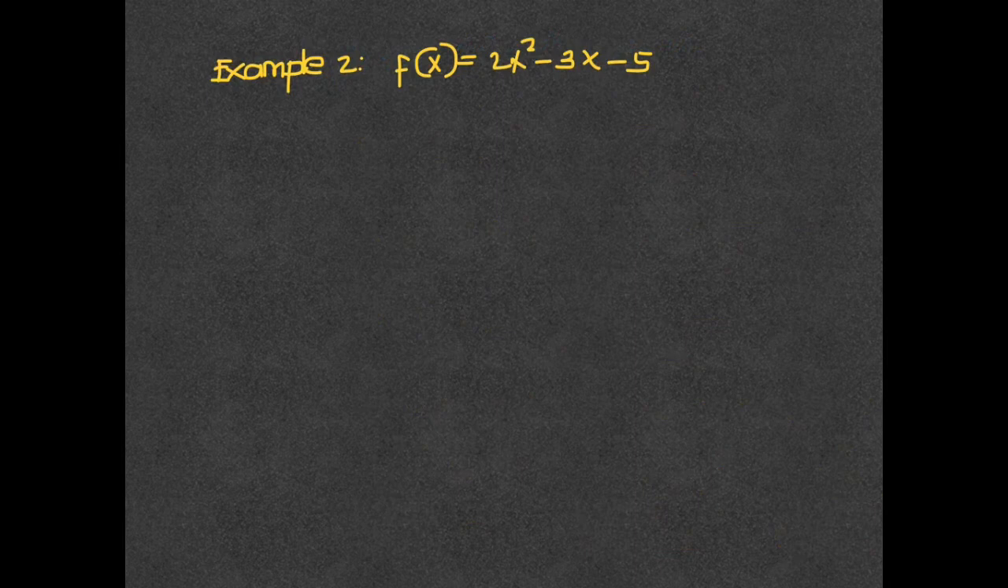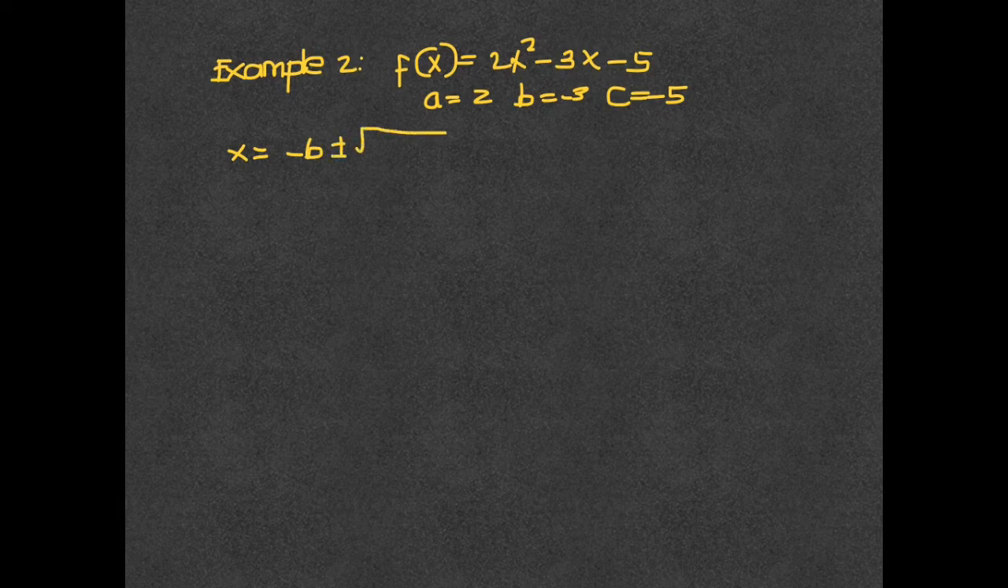Let us go over example number 2, where the value of a is not anymore equal to 1. So let's have the following values taken out. a is equal to 2, b, the coefficient of x, is negative 3, and c is negative 5. So let's write down the quadratic formula. It starts with x equals the negative of b plus or minus the square root of b squared minus 4 times a times c, all over 2 times a.